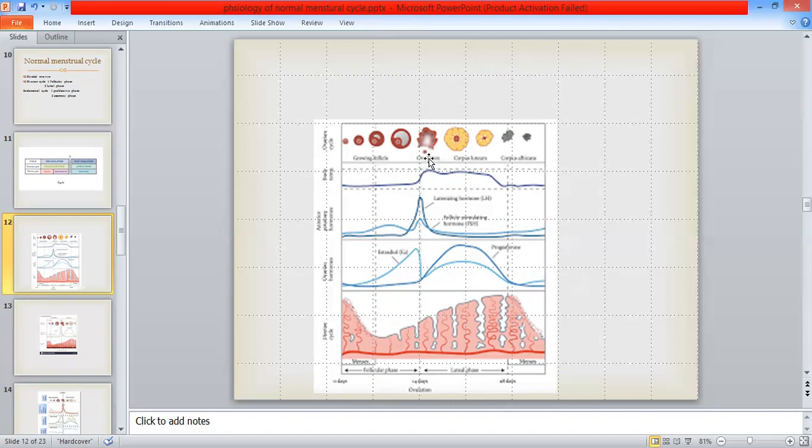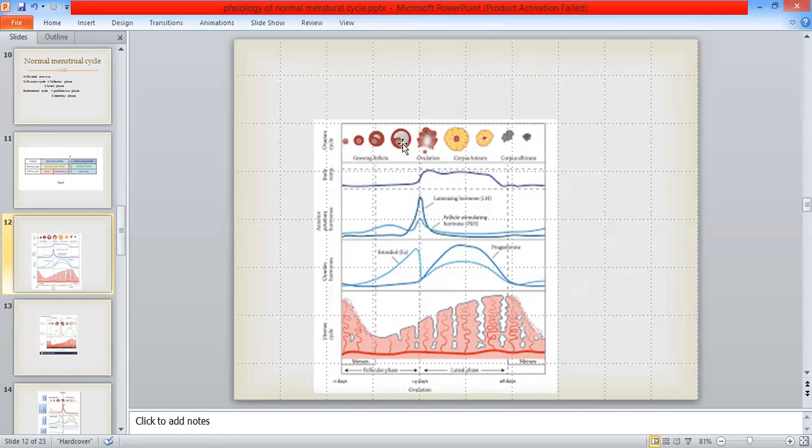Fertilization. And if fertilization doesn't occur, then this ends up in menstruation. And in the whole menstrual cycle, the ovary undergoes three phases. The first is the follicular phase. Up till this is the follicular phase.